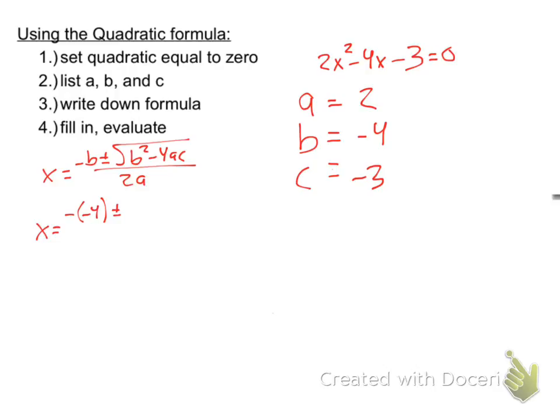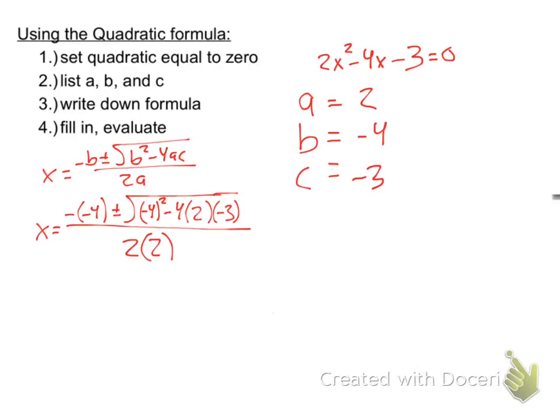Plus or minus, guys, please be quiet. I'm still recording. Square root of negative 4 squared minus 4, notice I'm using parentheses every time, times a, which is 2, c is negative 3, all over 2 times 2.